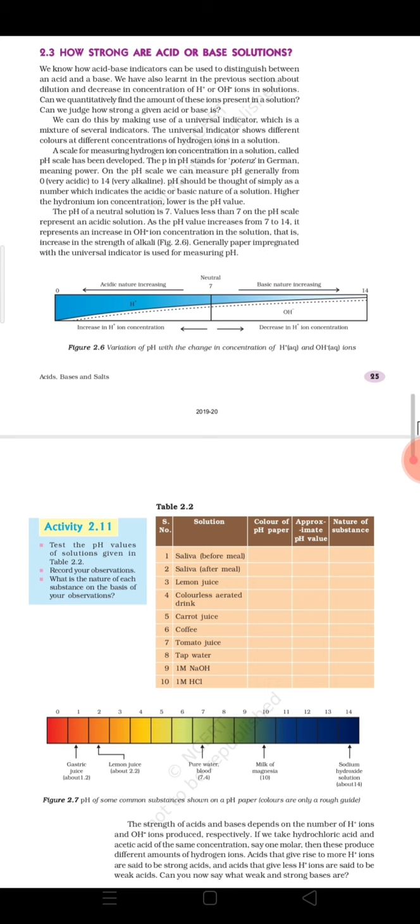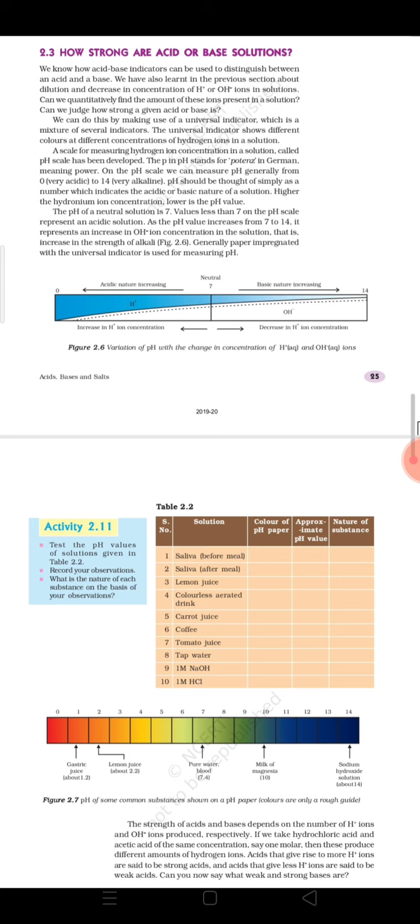We know how acid base indicators can be used to distinguish between an acid and a base. We have also learned in the previous section about dilution and decrease in concentrations of H plus or OH minus ions in solutions. Can we quantitatively find the amount of these ions present in a solution? Can we judge how strong a given acid or base is?